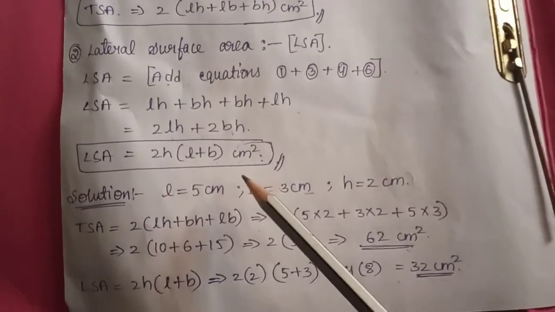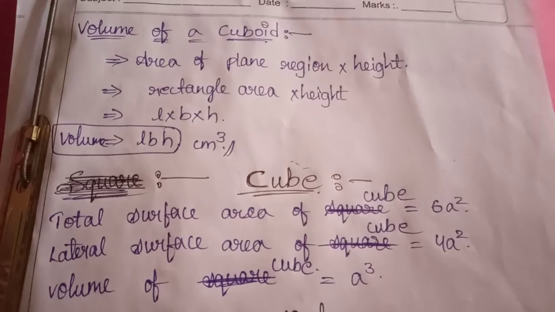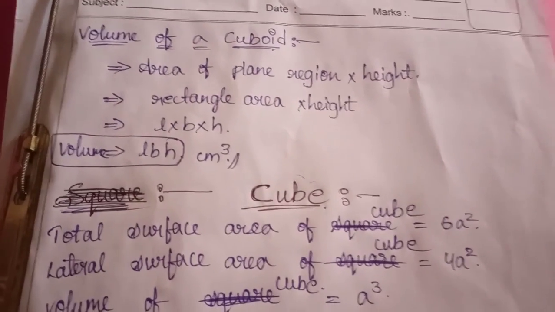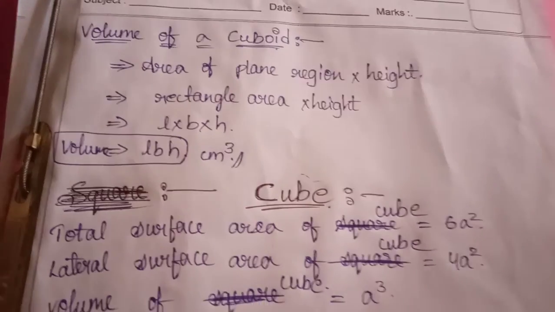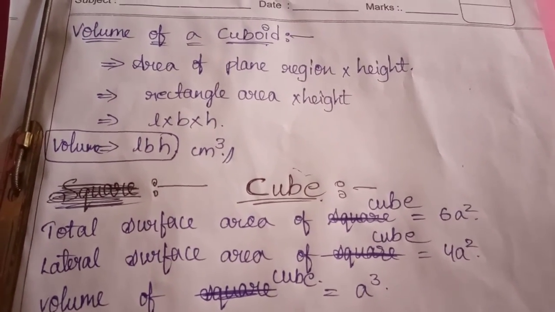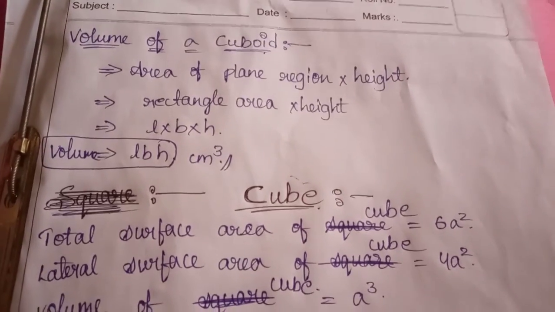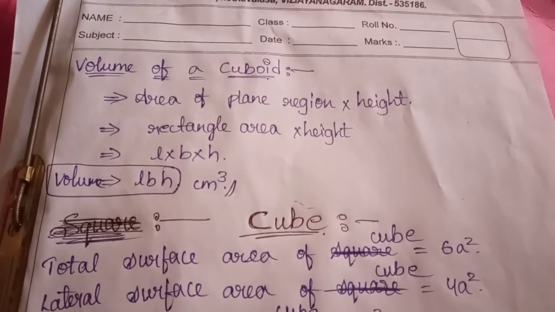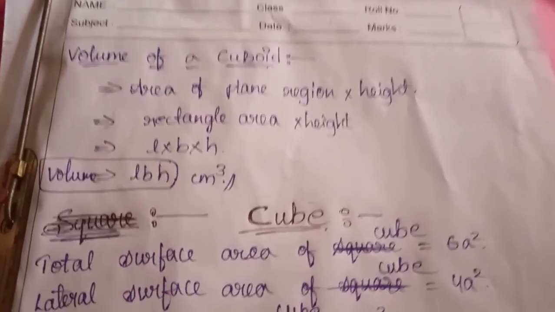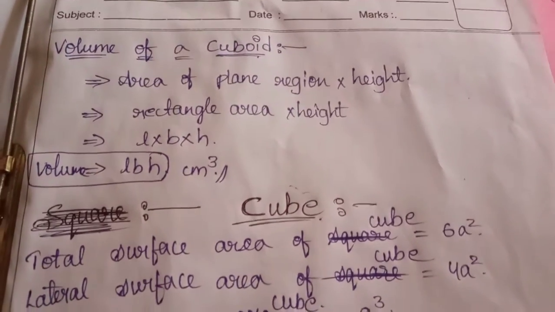Here we have seen the surface area of a cuboid, and the next one is volume. What is volume? Every object occupies some space. The space occupied by an object is called its volume. Understood? Volume is measured in cubic units. Here the volume of a cuboid is the area of the plane region into height.